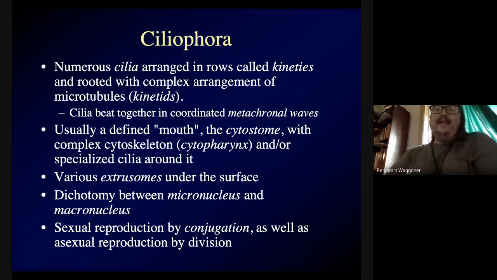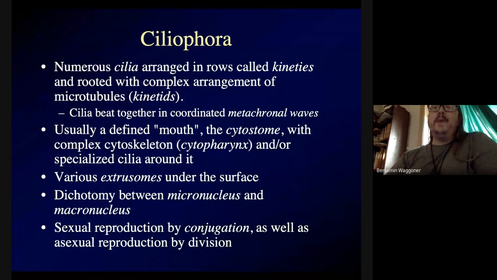Ciliates usually have a defined mouth, called a cytostome, a particular spot where food particles get taken in. Their mouth may be in a groove. There's often a complex cytoskeleton surrounding it. There may be specialized cilia around it. There's little things that can shoot out under the surface called extrasomes.